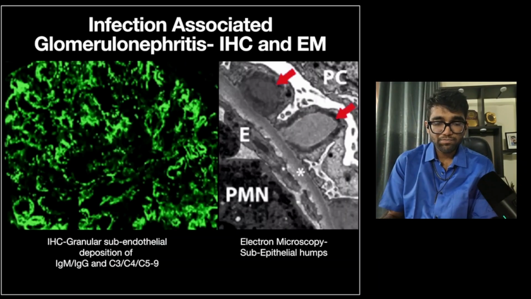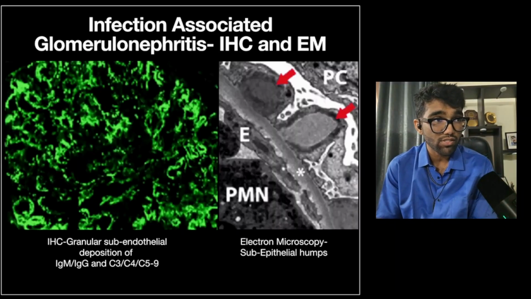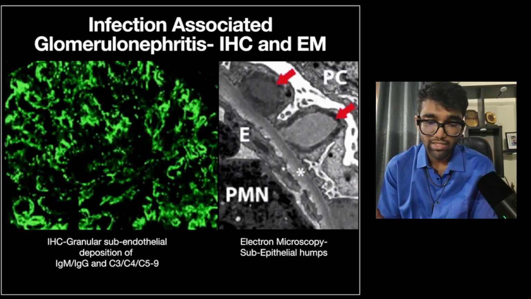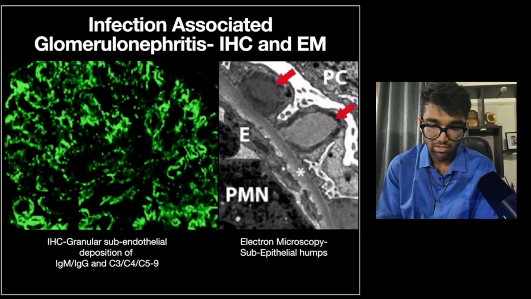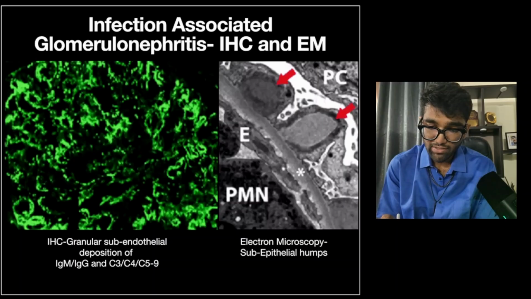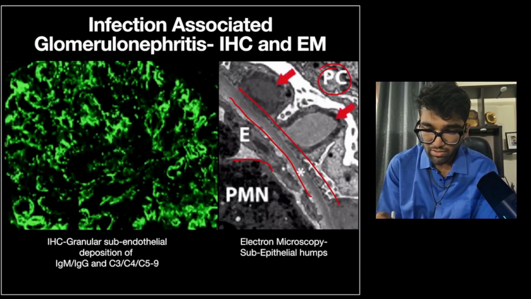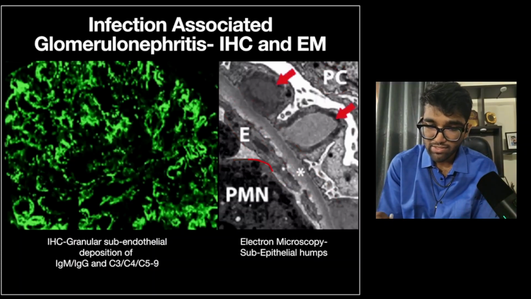Now, in immunofluorescence microscopy, what we find is there is a granular deposit. Again, because the antibodies are getting deposited both subendothelially and in the submesangial location. Now, on electron microscopy, what we find is that this is the basement membrane. This is the podocyte, visceral podocyte. These are the endothelial cells. So in between that, in the subepithelial space, we have these electron dense amorphous deposits.